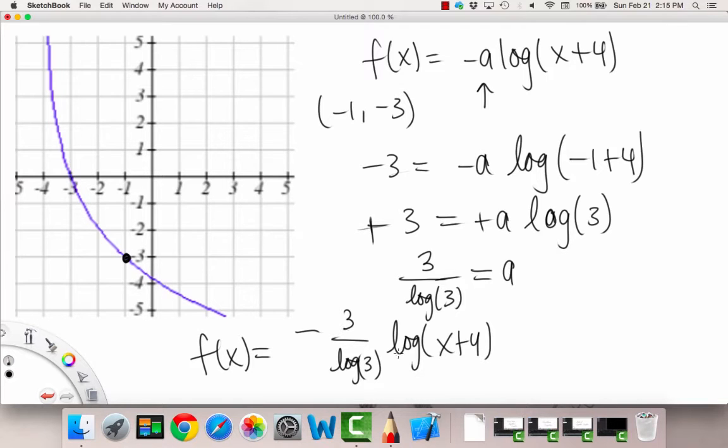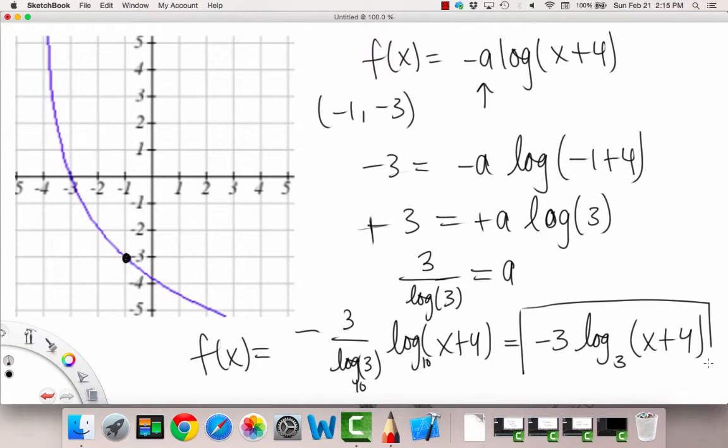We can use the change of base formula because these are both the common logs, of base 10 there. So it can also be written as negative log base 3 of x plus 4. Both of these are equally correct. The one that I'm boxing now is a little bit more preferred as your final answer just because it's more consolidated.